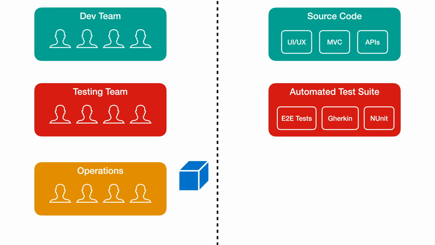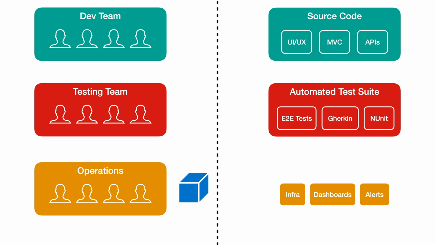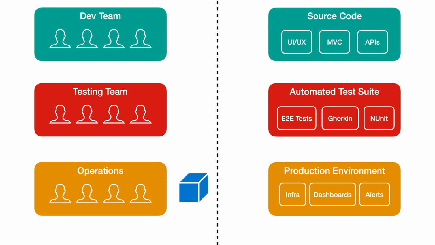Later, the operations team manages the release. They'll provision the infrastructure, deploy the software, and build dashboards and alerts based off their understanding of what the software does. Again, this all becomes its own subsystem, and our architecture mirrors the team structure.